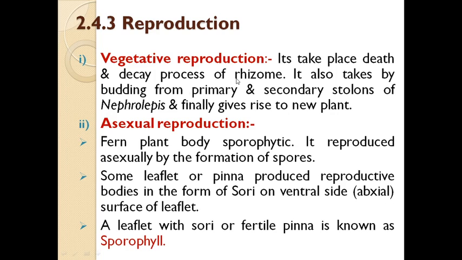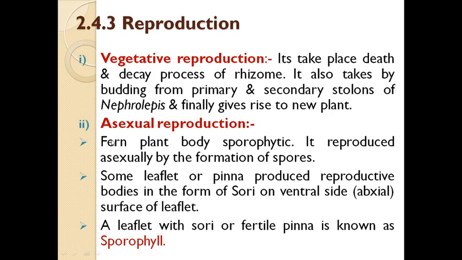When the progressive death and decay of the older part of the rhizome reaches up to the place of branching, it separates into two branches, and from those two branches two individual Nephrolepis plants are produced. Then students, it also takes place by budding from the primary and secondary stolons of Nephrolepis, which finally gives rise to a new plant.